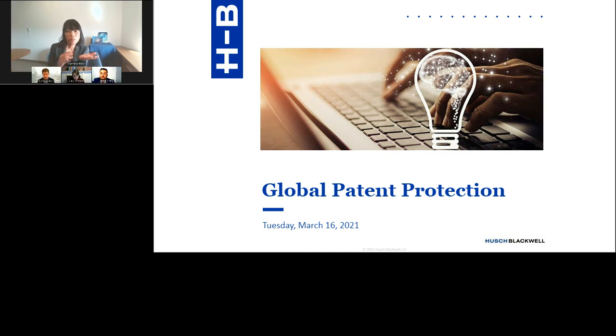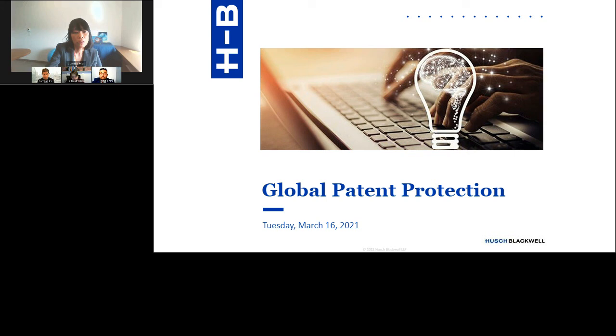Compared to this process, if you file a national stage application in Canada, you have to provide all the requirements, including the translation and also the basic fee. So if you really need to file immediately and you don't need a translation, then direct filing is the key. And if you have time, then national entry.